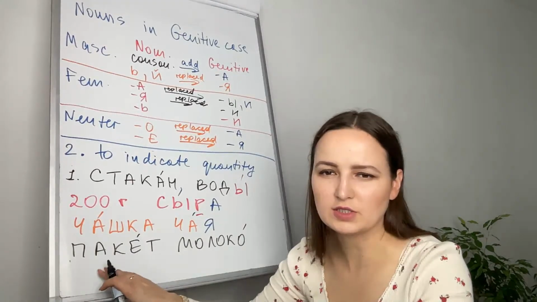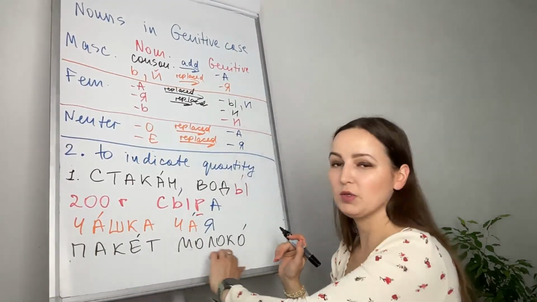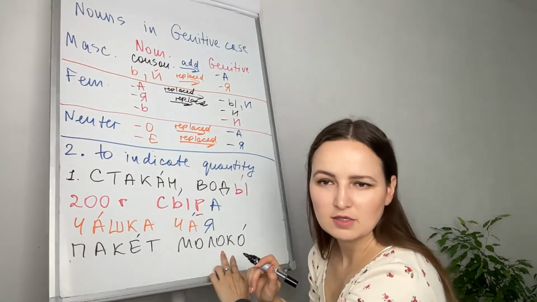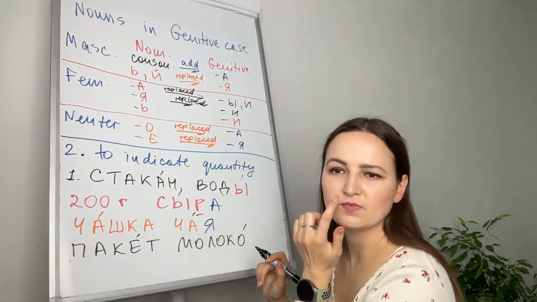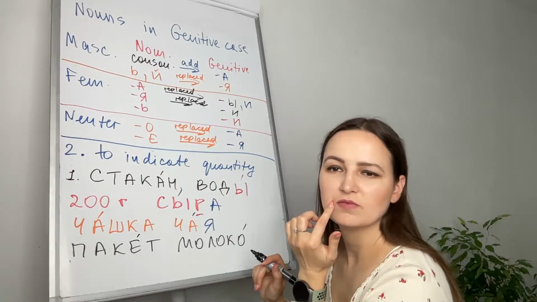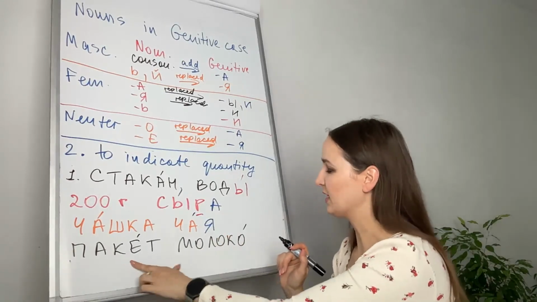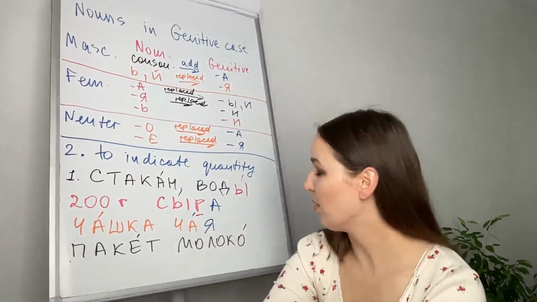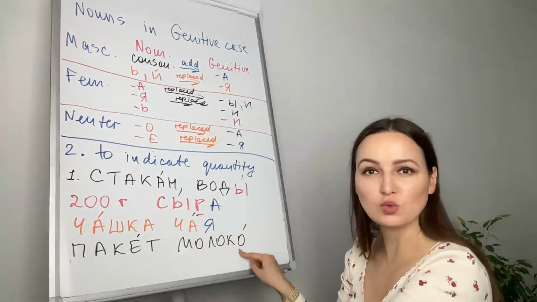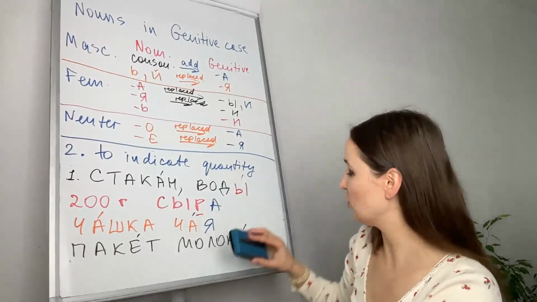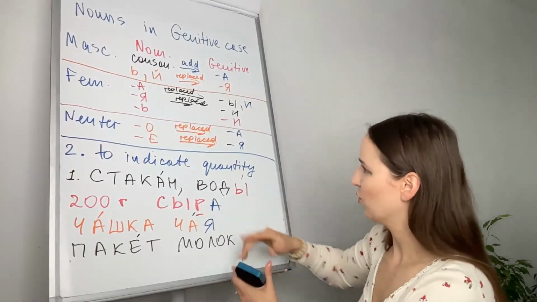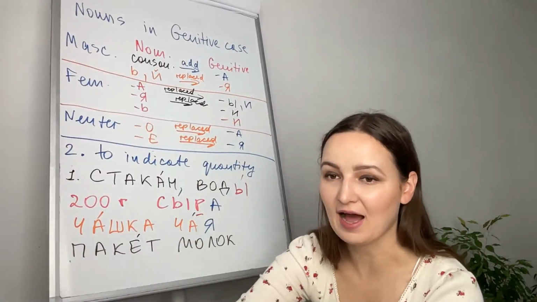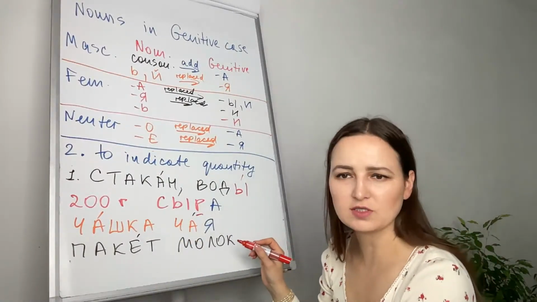Who knows how to say paquet in English when we talk about milk? No, not bottle. Okay, paquet and молоко. We have to indicate quantity. Молоко ends in o, so it's neuter. We will replace o with a to make it genitive. Paquet молока. Box of milk.